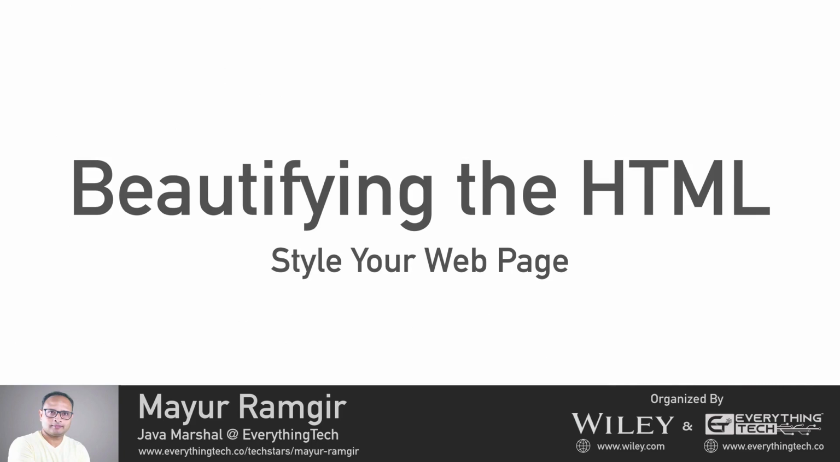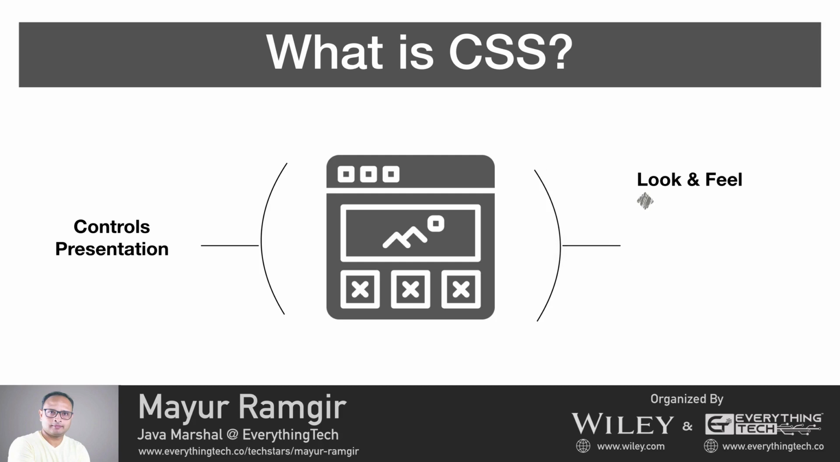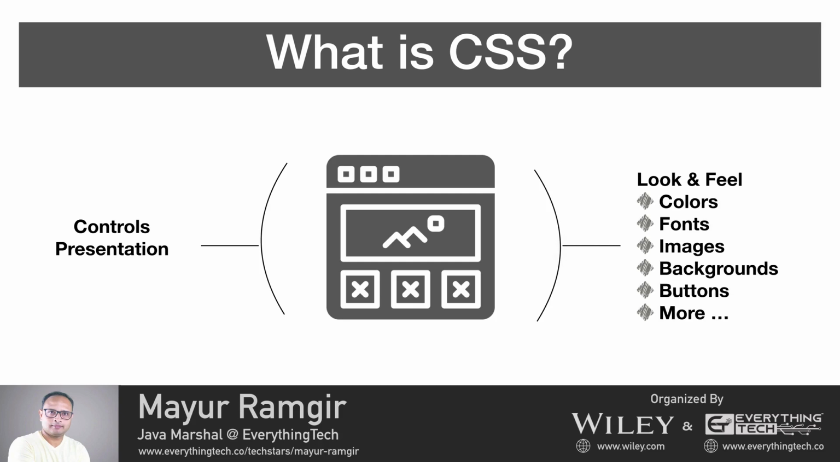Beautifying the HTML. Style your web page. What is CSS? CSS mainly affects in two areas. One is to control the presentation of the web page, where it can specify alignments, sections, positions, etc. of the elements. And second area is to control the look and feel of the page by styling elements with colors, fonts, images, backgrounds, etc.